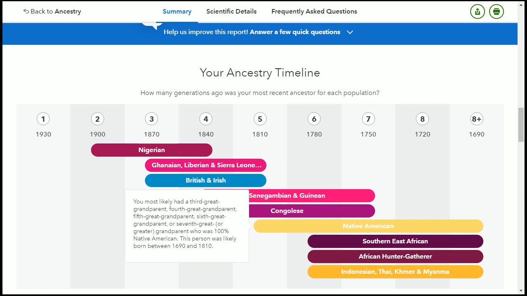It said you most likely had a third great-grandparent, fourth, fifth, sixth, or seventh great-grandparent who was 100% Native American. This person was likely born between 1690 and 1810. That's too far back from where my paperwork's at. But sometimes, because I barely made it to the 1700s on some of my charts, I'm at the third or maybe fourth great-grandparent. So this would be too far back. But it just shows you how those little dots that you have, don't ignore them, because if you think about it, they have thousands of years of ancestors there.